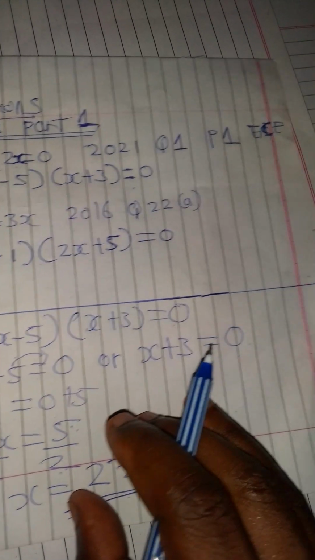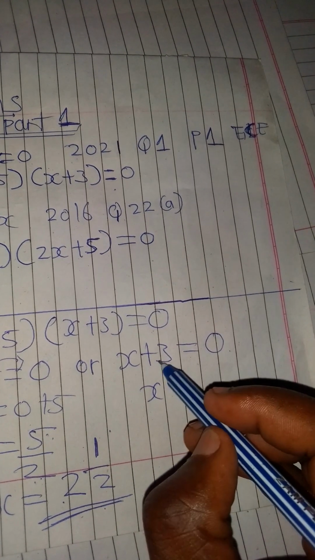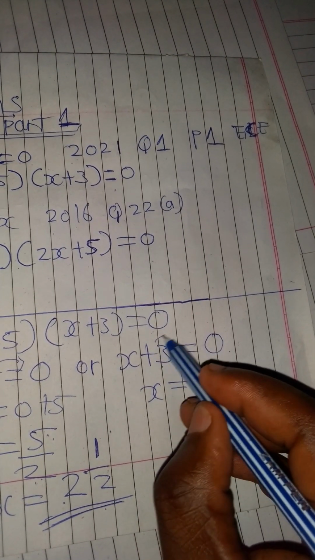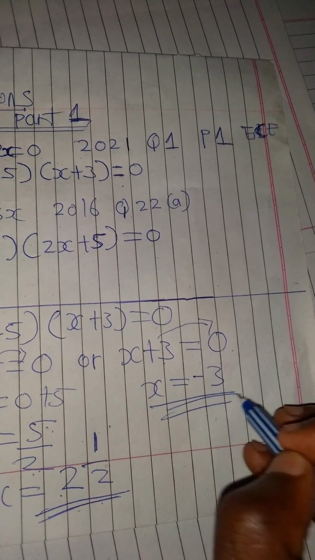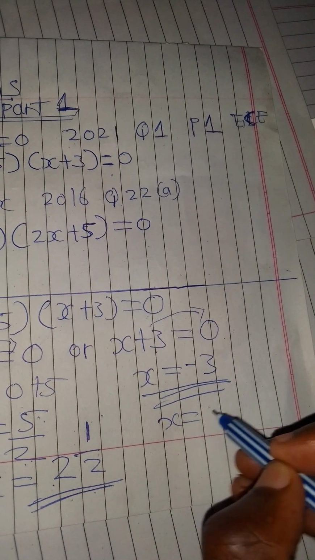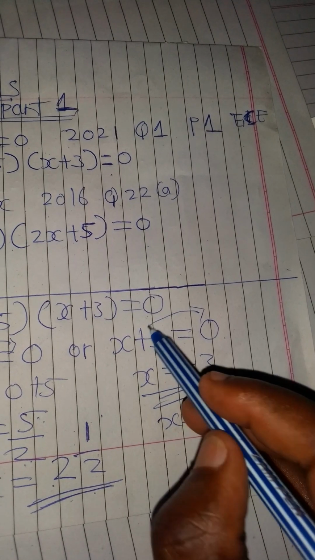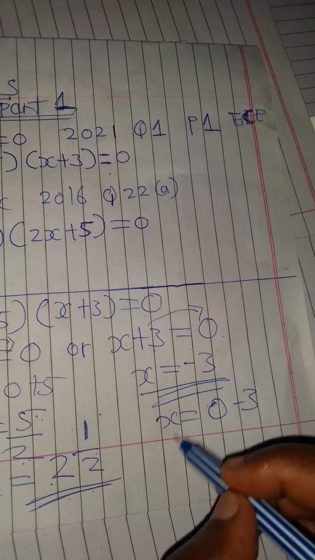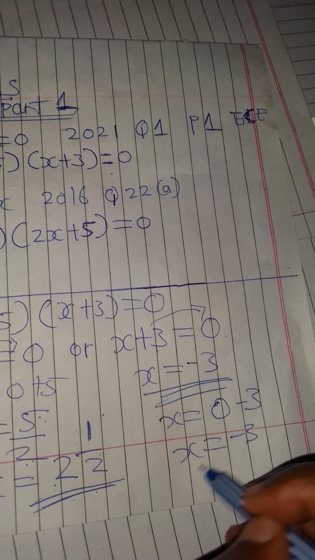Then we solve the other part. So our x equals, this 3 will just go to the other side. It becomes negative 3. You can solve it directly, or you can say x equals 0 minus 3. When this crosses the equal sign, it becomes minus 3. Then x equals 0 minus 3 is negative 3.